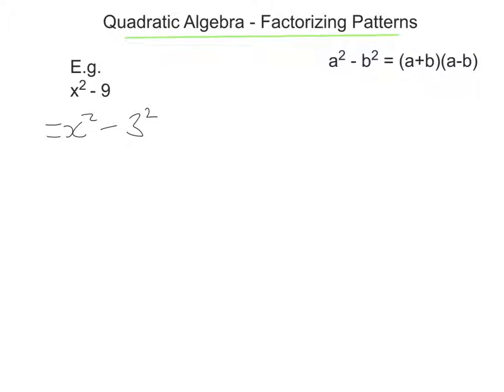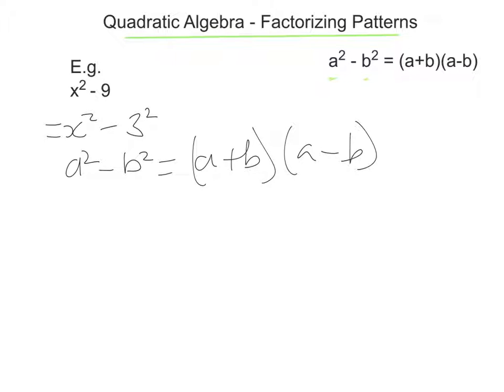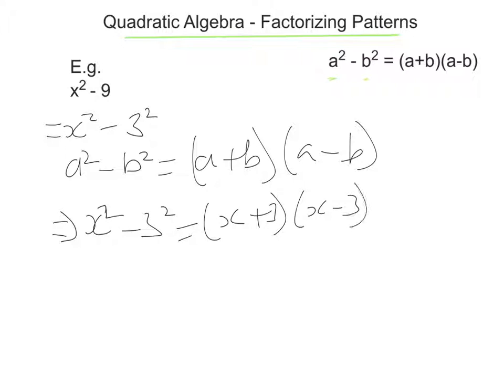That means if I look at my rule, x is in the position of a, and 3 is in the position of b. So if I write out my rule, a squared minus b squared equals a plus b, a minus b, all I need to do is replace the a's with x's and the b's with 3's. So x squared minus 3 squared equals x plus 3, x minus 3.